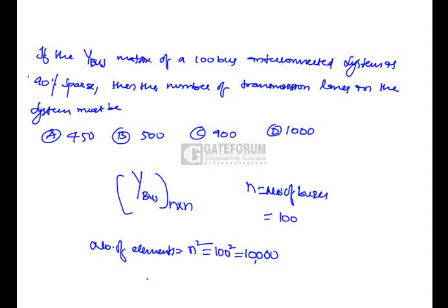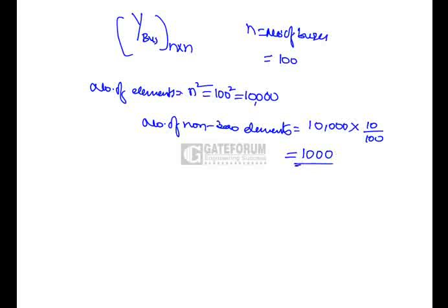Now this Y bus matrix is 90% sparse. Now what is sparse? If the element entry is equal to 0, and if more elements are 0 in the matrix, then it is called a sparse matrix. So out of this, 90% are sparse. So the number of non-zero elements, that means only 10% of the Y bus matrix is non-zero. So this is 100 into 100, that is 10,000 into 10%. So this is 10 by 100. So the number of non-zero elements is 1000.